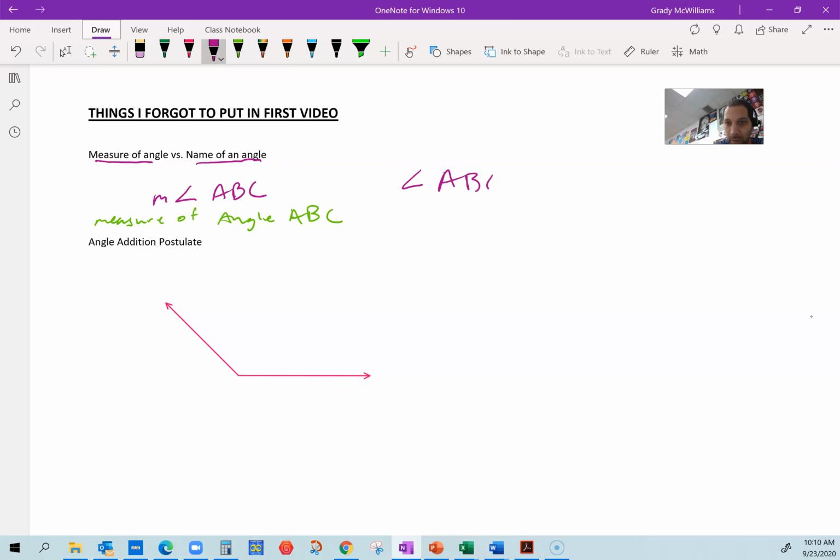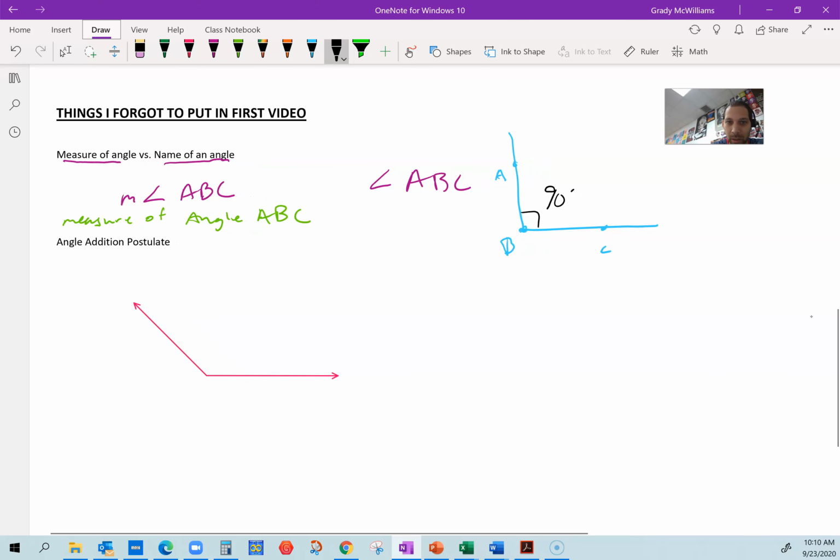So if I was to draw a picture and I had angle A, B, C, or this could also be called angle CBA, but the measure of this angle in the way that I've drawn it, it looks like it could be 90 degrees. Okay, so the measure in this particular example is 90 degrees, but the angle itself is the blue part, the picture. Okay, so you can do math with measures, you can't do math with pictures.